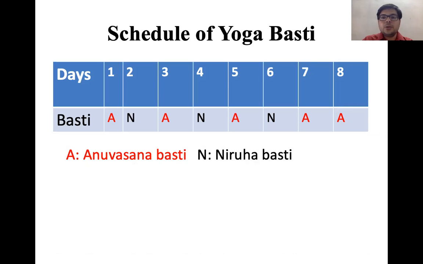So, the schedule of Yoga Basti that I have planned: here I have written A, which is Anuvasana Basti, a Basti of oil, Sahacharadi oil, and N is Niruha Basti, which is of Dashamuladi Kvatha. The schedule I followed over 8 days of treatment was Anuvasana, then Niruha, then again Anuvasana, then Niruha, then on the 5th day Anuvasana, the 6th day Niruha, and on the 7th and 8th day Anuvasana.